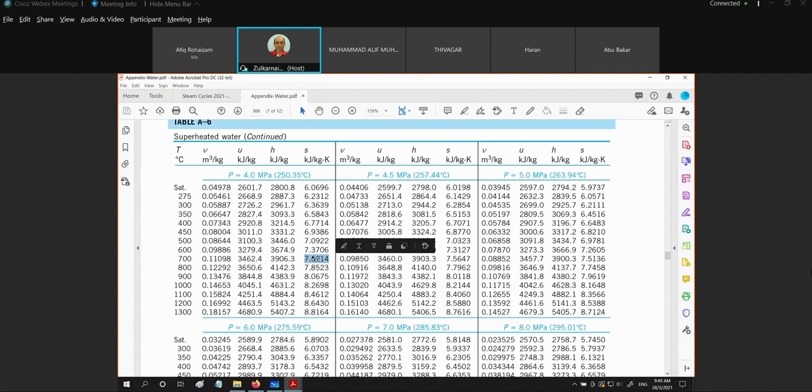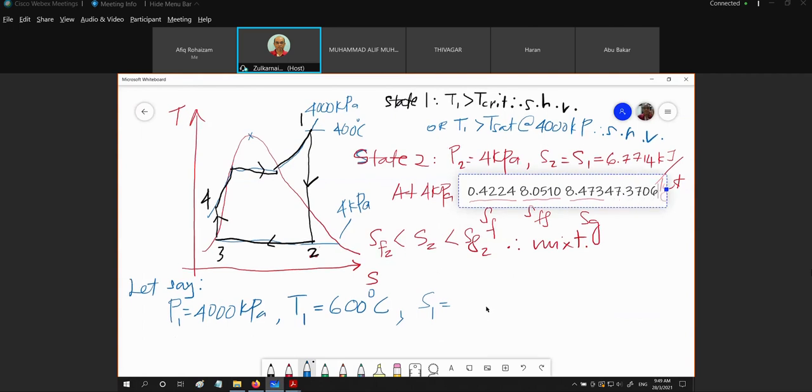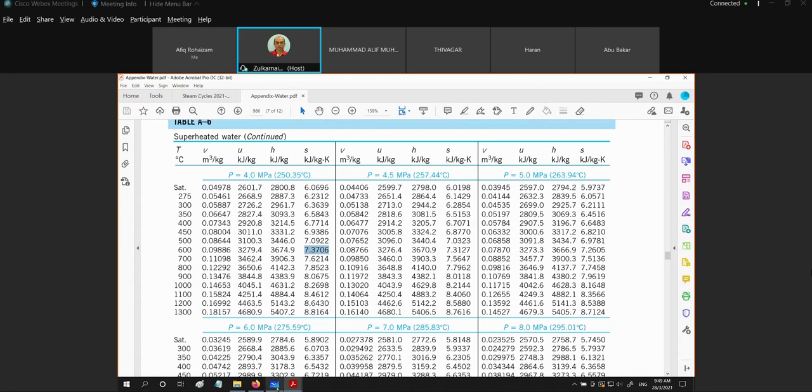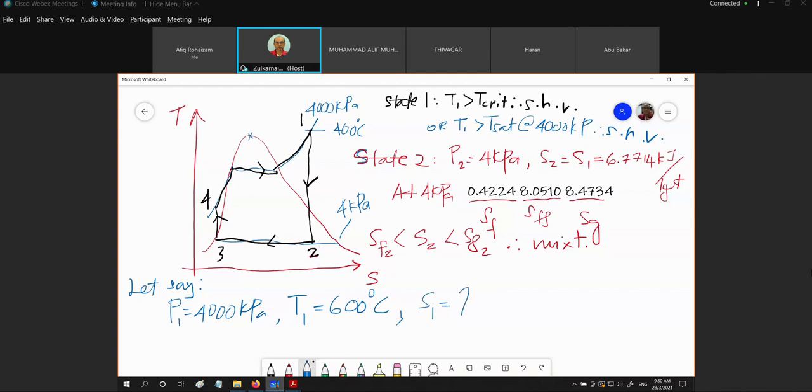Sorry, this one. Why is it not showing? Undo. Read me what its value is. 7.3706. 7.3706, okay. If we look here, this is our Sg, right? It's still a mixture. Point two is still a mixture, still in between.